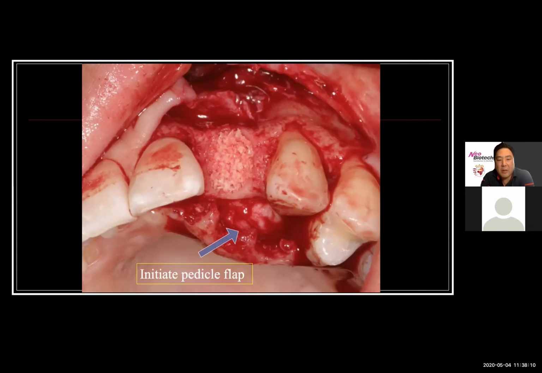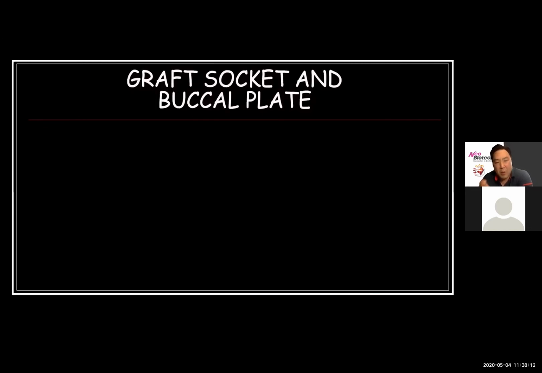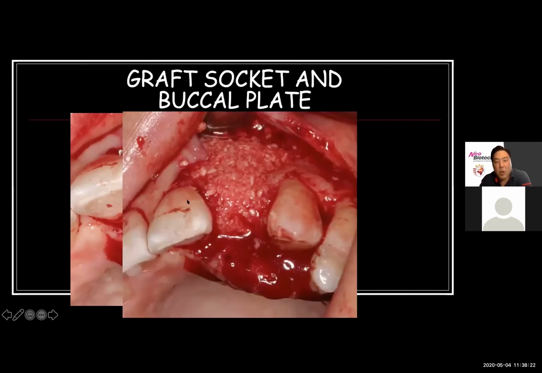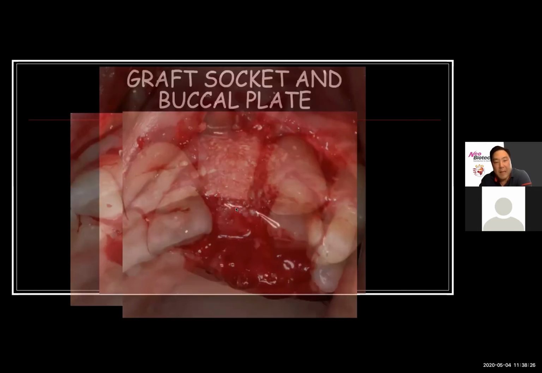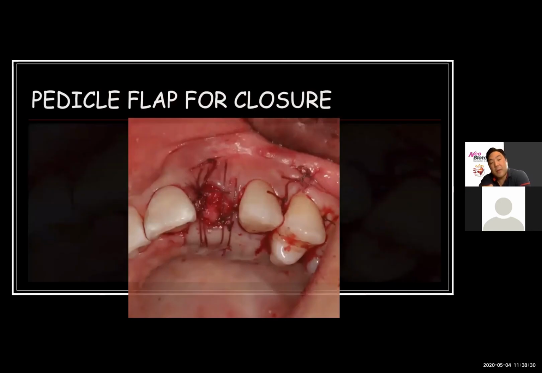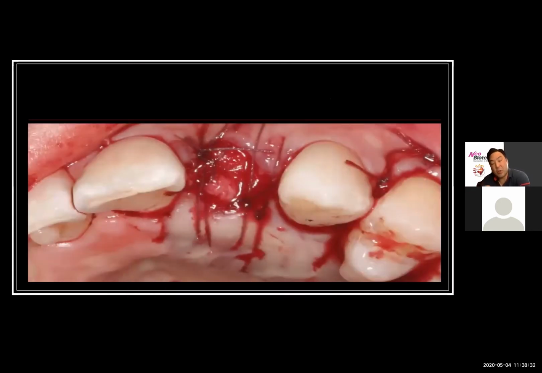So here's the pedicle initiated. Remember, the pedicle, we're not detaching it from the flap. We want to keep it connected at the base. So here's my bone graft on the internal socket. Here's my pedicle. And then we're going to also graft on the outer aspect of the facial plate there. And then we're going to lay a collagen membrane over the bone. And then we're going to lay the pedicle connective tissue layer over the collagen membrane and then suture everything.